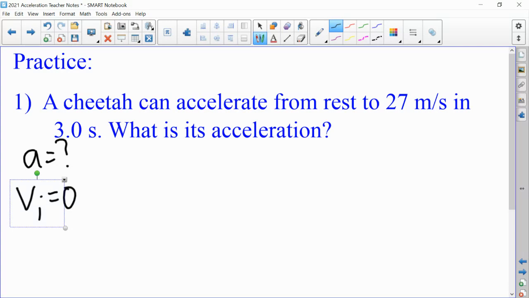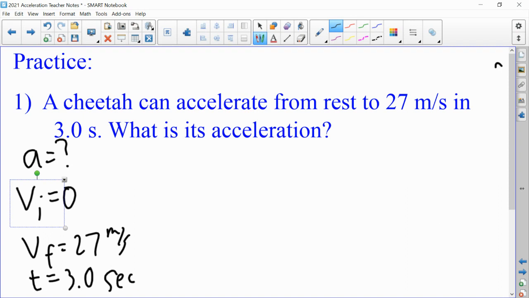A lot of people get that confused because it doesn't specifically say 0. So you'll have to be able to read that into there. It goes from rest to 27, so final velocity is going to be 27 meters per second. And then it says in 3 seconds. That's the time, so that's 3.0 seconds. So we are dealing with A, VI, VF, and T.